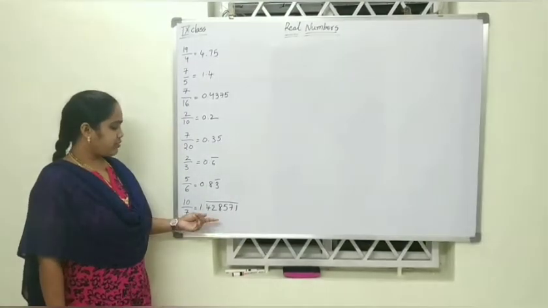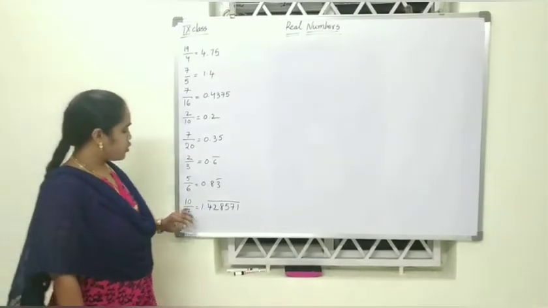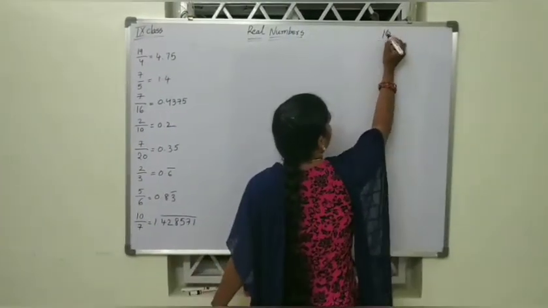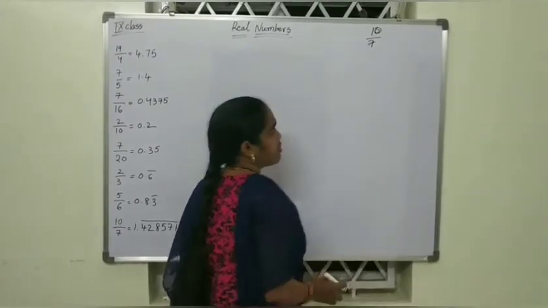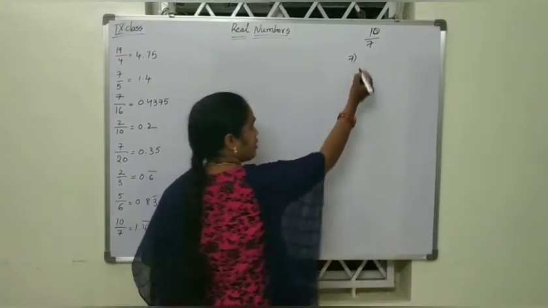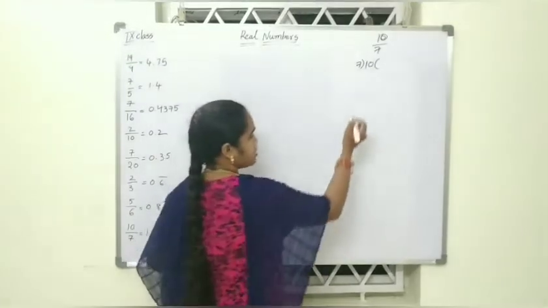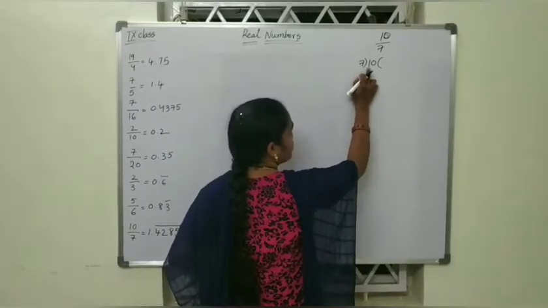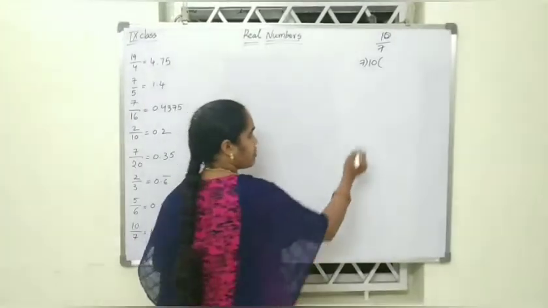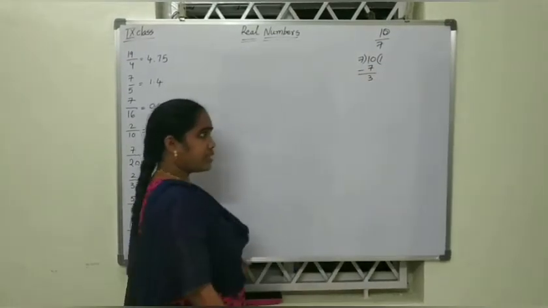So how did we get this one? Let me check once. 10 by 7. For which rational number are we checking? 10 by 7. What is the denominator? 7. So 7 is the divisor and 10 is the dividend. Once again you listen, children. We have to read the 7 table. In the 7 table, how many times does 10 go? 7 ones are 7, and on subtraction 3 is the remainder.